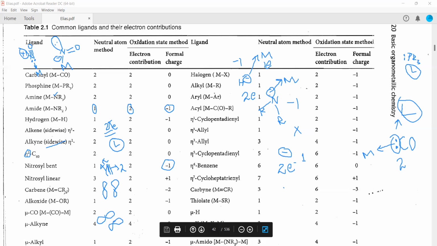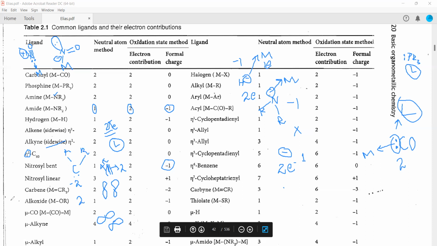Now the carbenes. Okay, so carbene is again this type of ligand. Here it is a -2 type ligand. The formal charge of carbon is -2. So how many electrons will it give by the neutral atom method? By the neutral atom method, it will give the number of negative charges, that is 2 here. But for the oxidation state method, each negative sign counts as 2 electrons. So here, 2 negative signs, that is why 4 electrons will be counted from the oxidation state method.